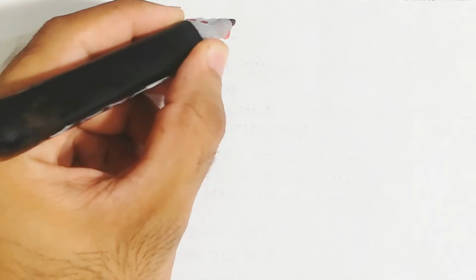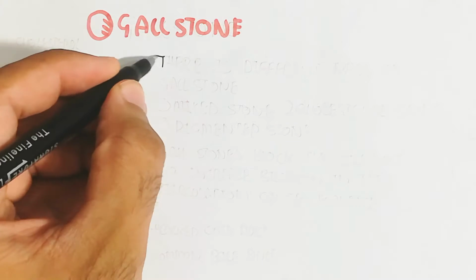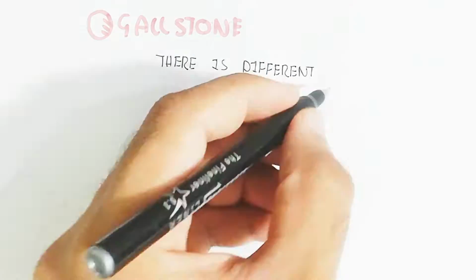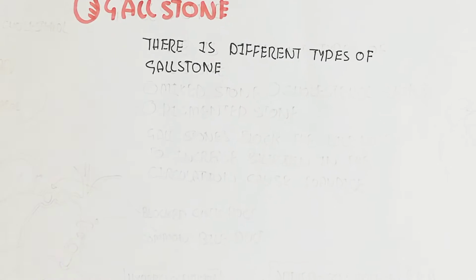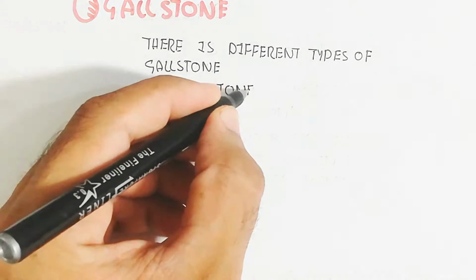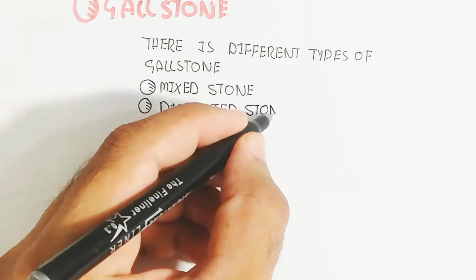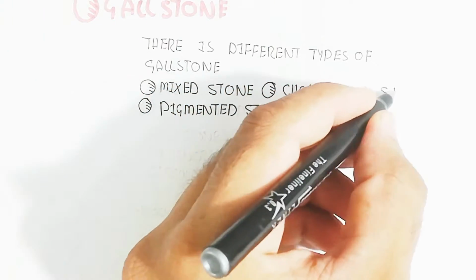Hello, in this video we will discuss gallstones. So what is a gallstone? Basically, there are different types of gallstones present in the gallbladder which cause complications and change the physiology. So it can be a mixed stone, cholesterol stone, or pigmented stone.